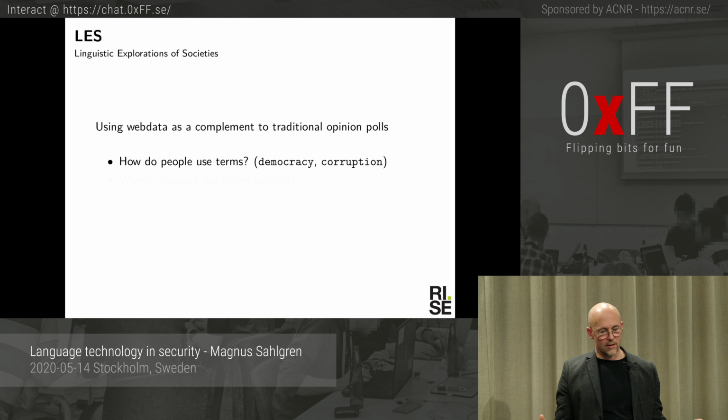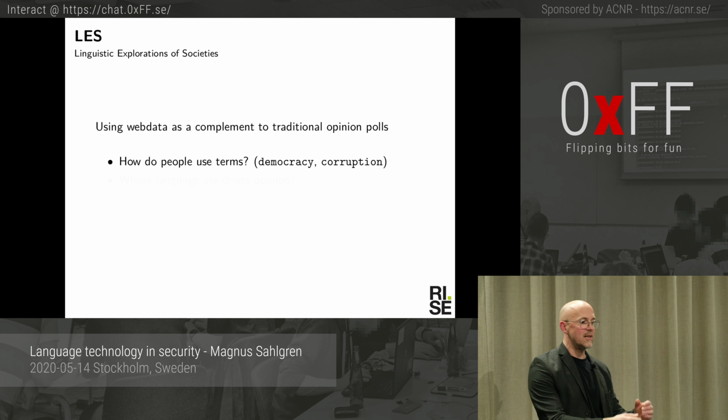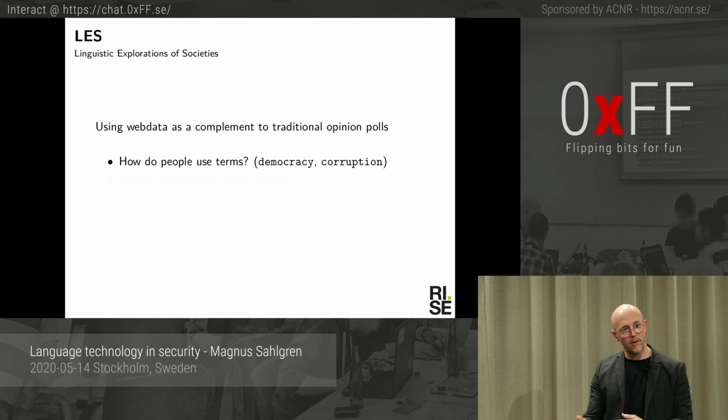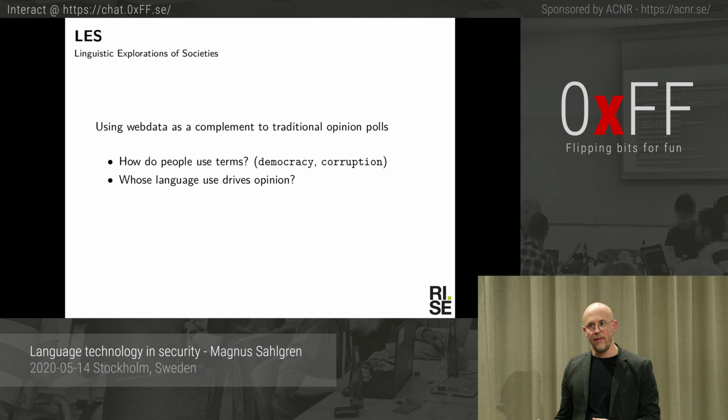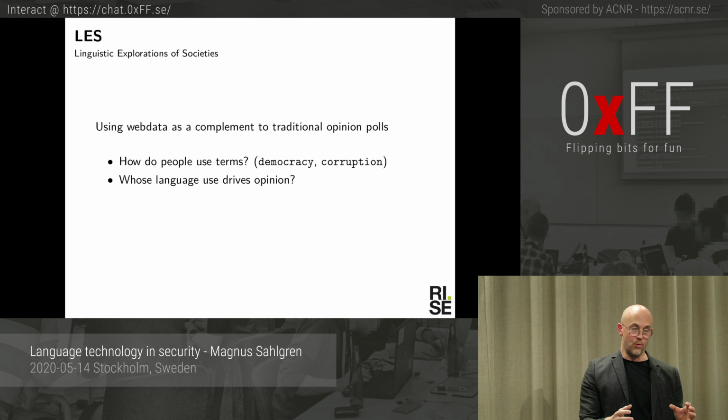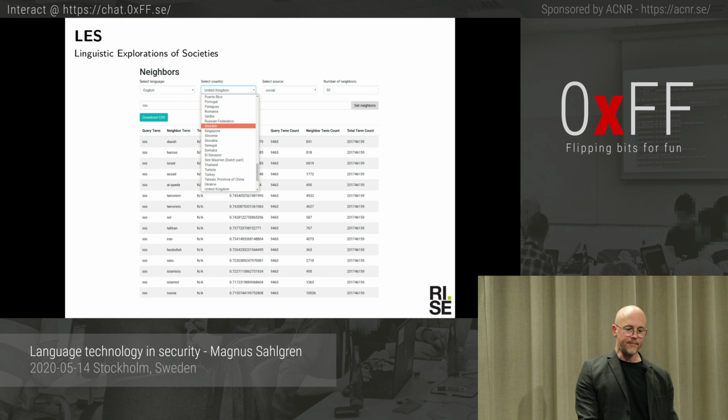And it's not enough to do sentiment analysis. We need to figure out what they actually think. Right? And the way that we do it is measuring how people use concepts. So when people talk about democracy, for example, what does it mean? What do they mean by democracy? Or corruption, what do they mean by corruption? And once we have figured that out, we can maybe measure whose language use actually drives opinion. Right? This is called issue ownership or agenda setting in social science theories.